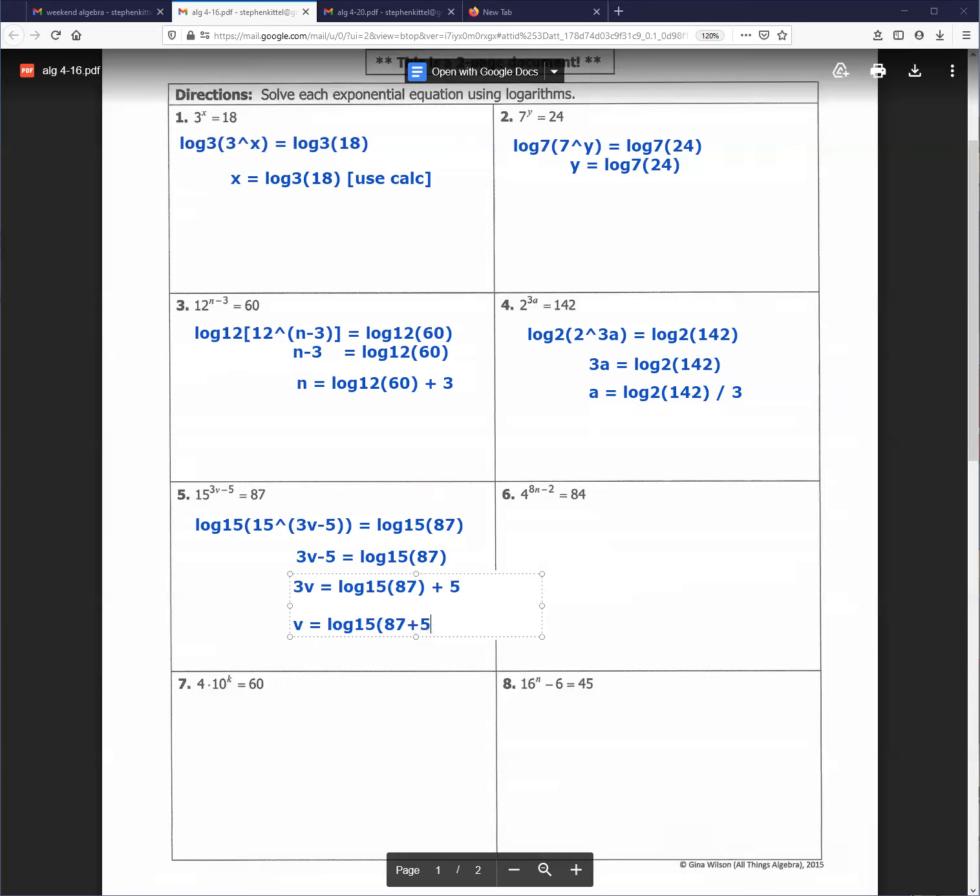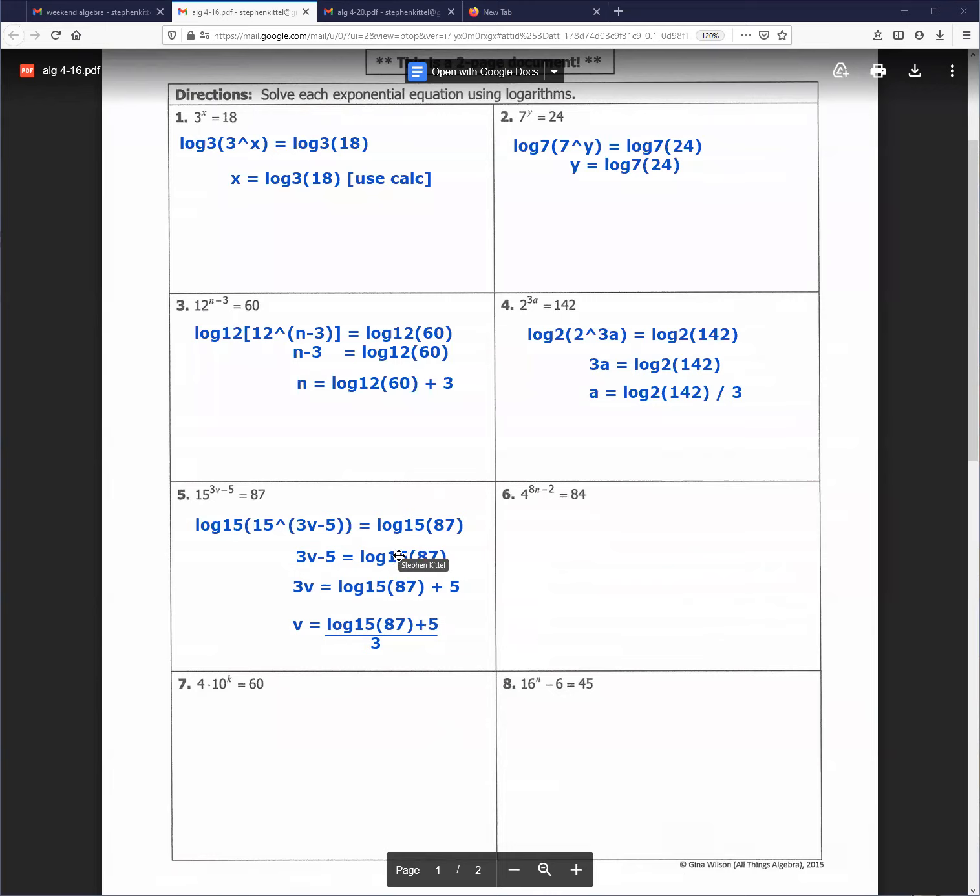$87 plus 5, 3, and then I need to get a line here. Boom. Oh, wait a minute. My parentheses are in the wrong place. There we go. All right, so that should take care of all the steps there, right?